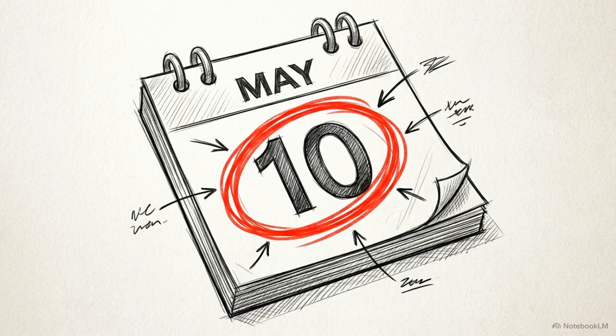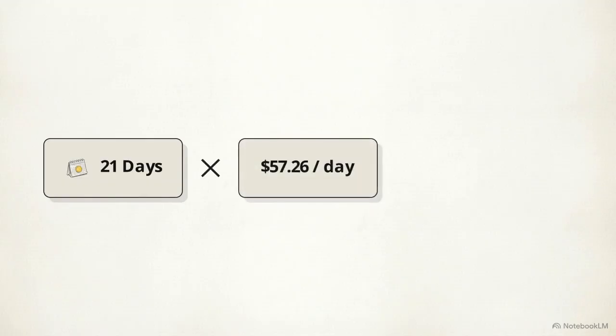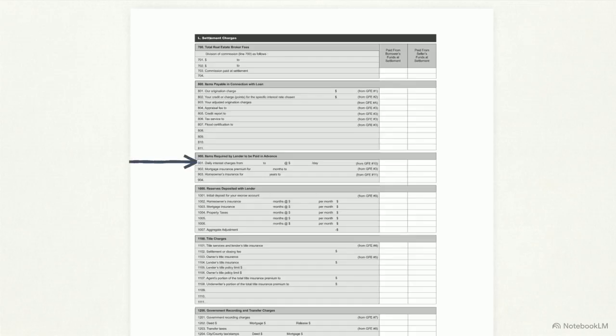Next, we handle prepaid interest. Because the closing date is May 10th, the buyer is required to prepay 21 days of interest at their daily rate of $57.26 to finish out the month. That gives us a total prepaid interest charge of $1,202.46, which is mapped directly onto line 901.